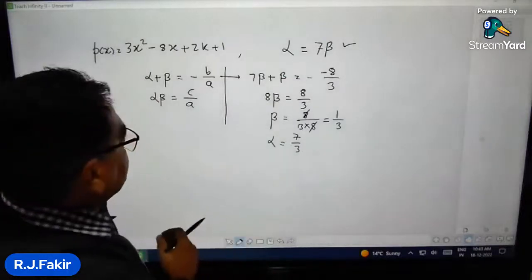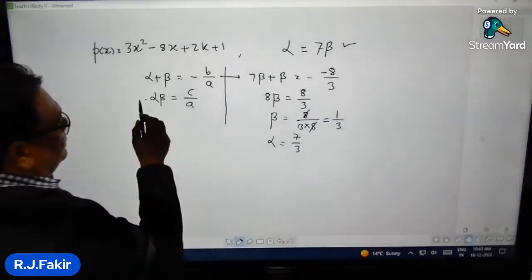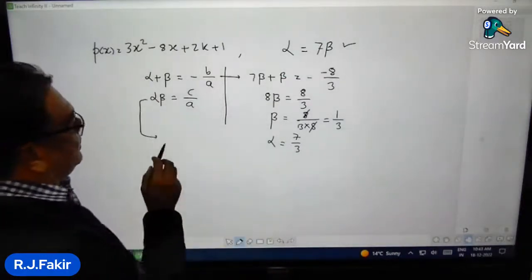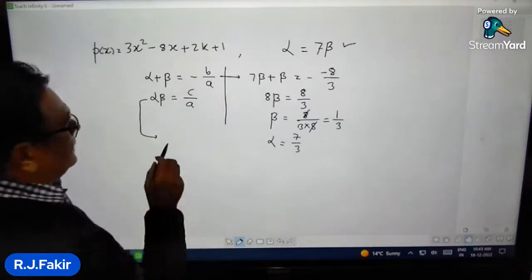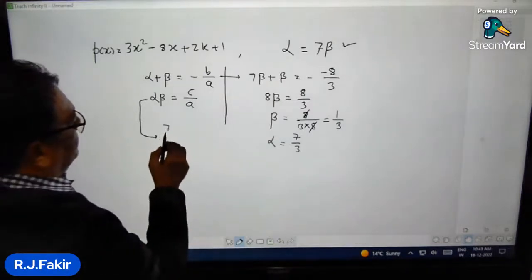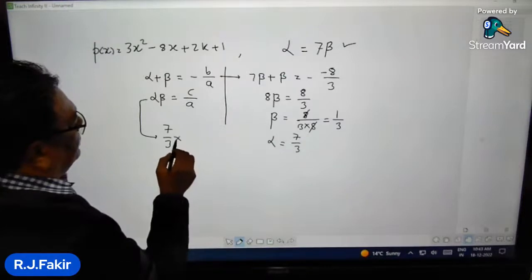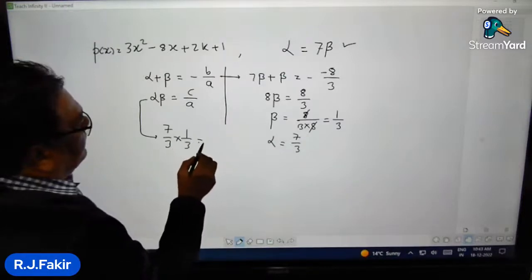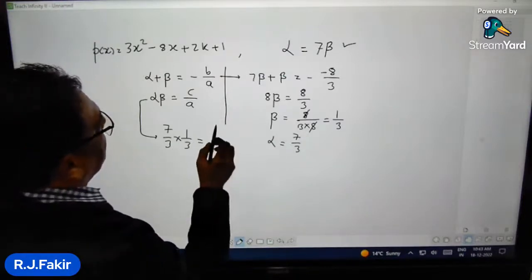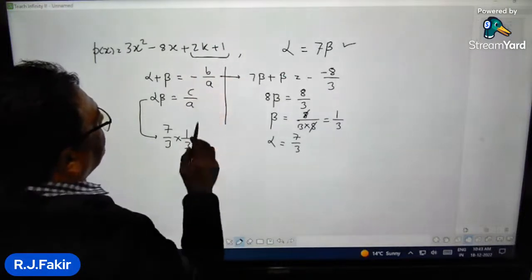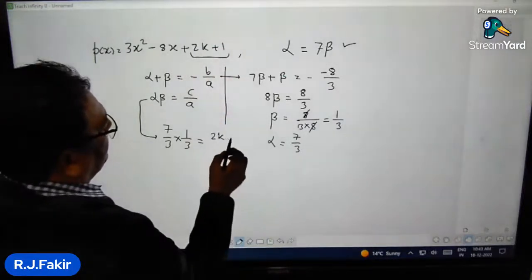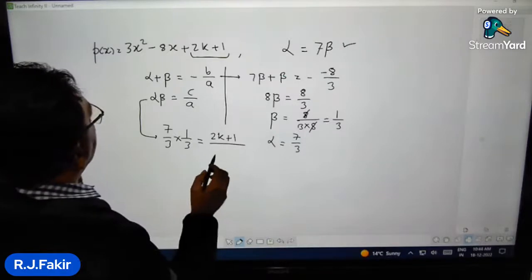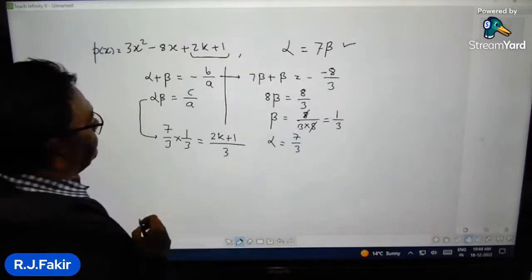Now come back to the another relation. This relation also we have. Now we have both the values for the zeros. We can put here 7 by 3 into 1 by 3, that equals c by a. Now what is c? See, this complete term is c. It is 2k plus 1 upon 3.